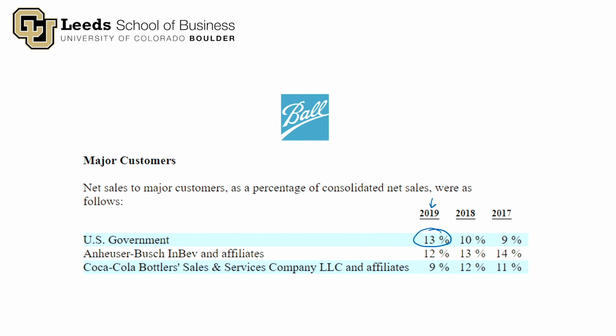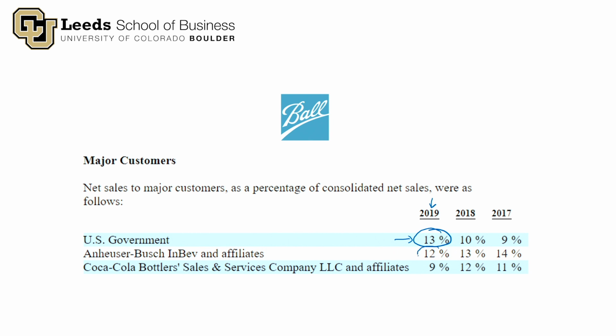And total revenues you find on the income statement. And 13% of that were sales to the government. And so they're reliant on the government as a concentrated customer. They also have major sales to Anheuser-Busch InBev and affiliates. So that's their canning and bottling business, right? And so that's also a major customer.